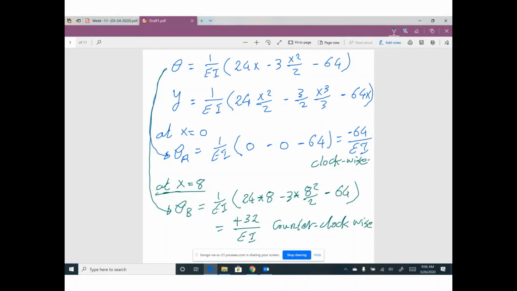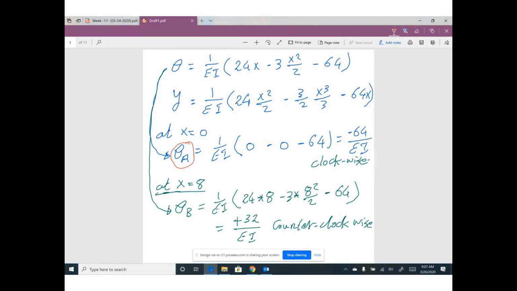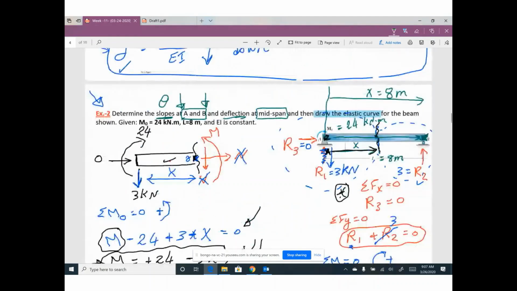So I am done with theta at A, theta at B. So I am done with the slope at A and the slope at B. We are looking for deflection. Deflection means Y. Where? I'm looking for deflection at midspan. Midspan means at the intermediate distance between this support and this support.